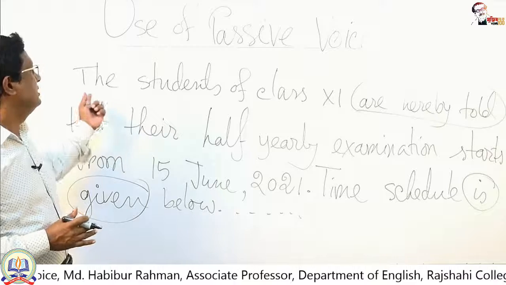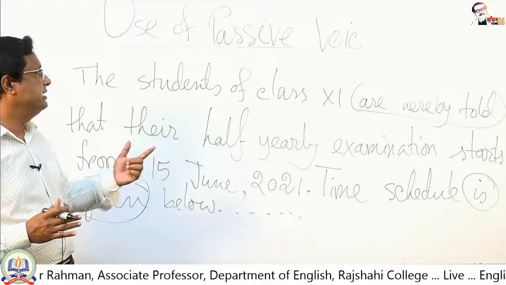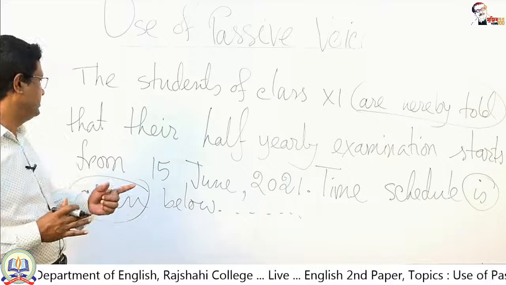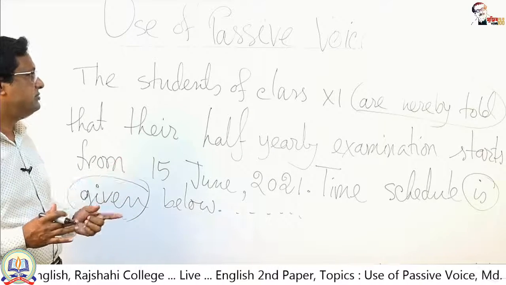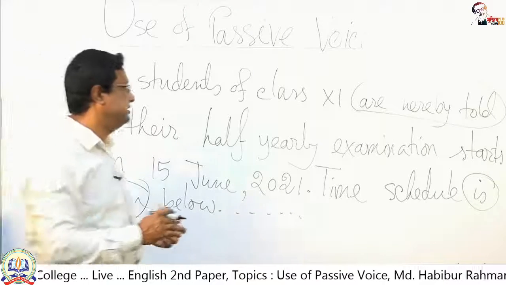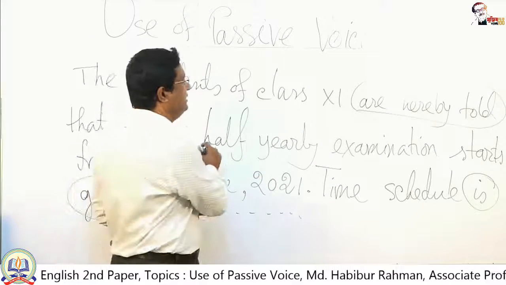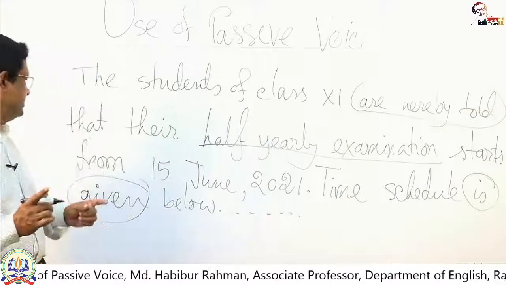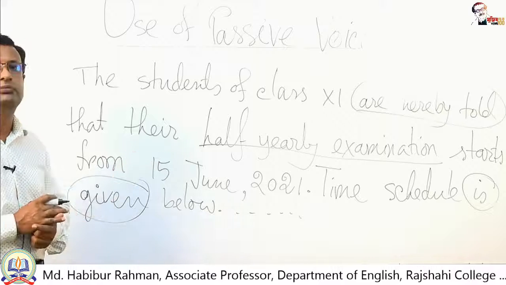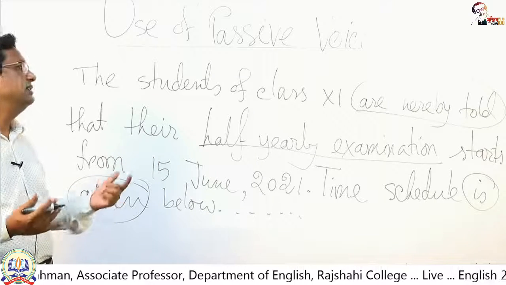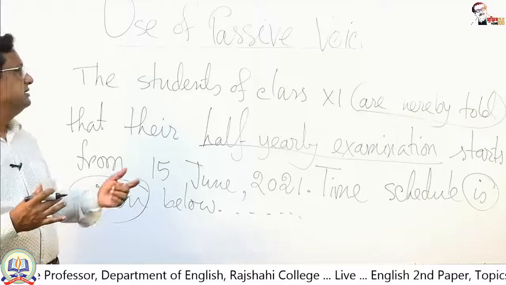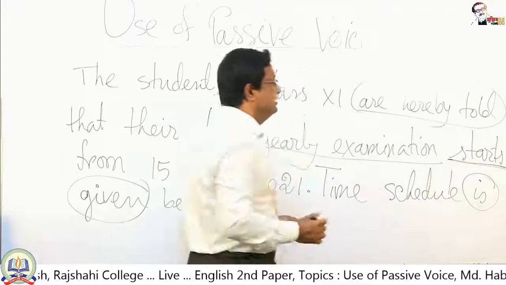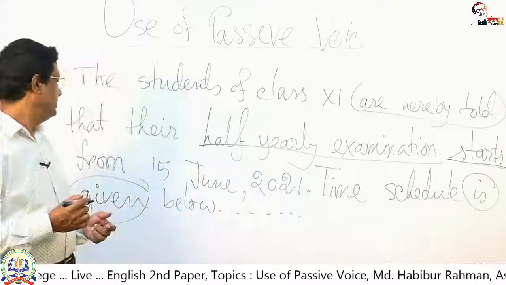Okay. The students of class 11 are hereby told that their half-yearly examination starts. Here you find an active voice, starts, half-yearly examination. This is another part of the sentence, and there is another verb, starts from. This is the use of active voice. The examination starts. This is the use of an intransitive verb. Examination begins, starts. Here an intransitive verb, and here is active voice.